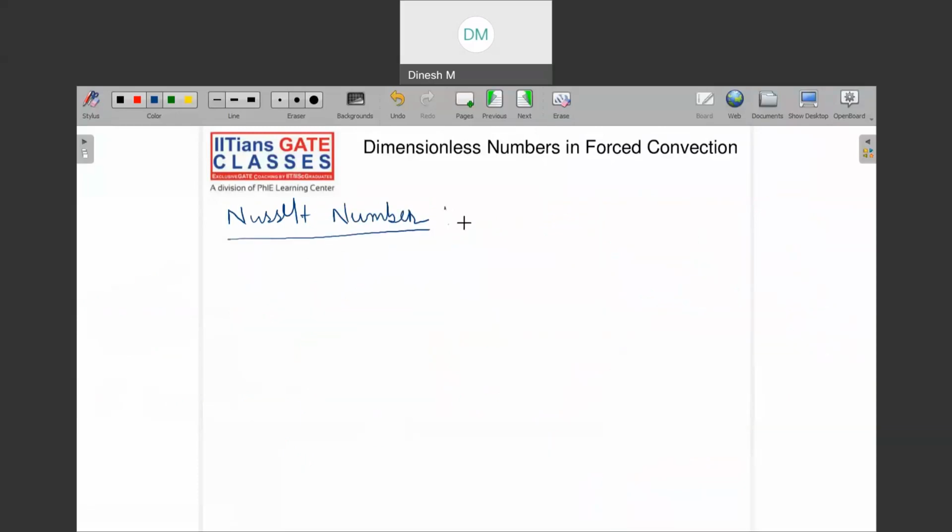Okay, so what is this Nusselt number? This tells you which one will be dominating. Like you can have conduction and you can have convection also. So the Nusselt number is the one that helps us decide what will be the dominating one.